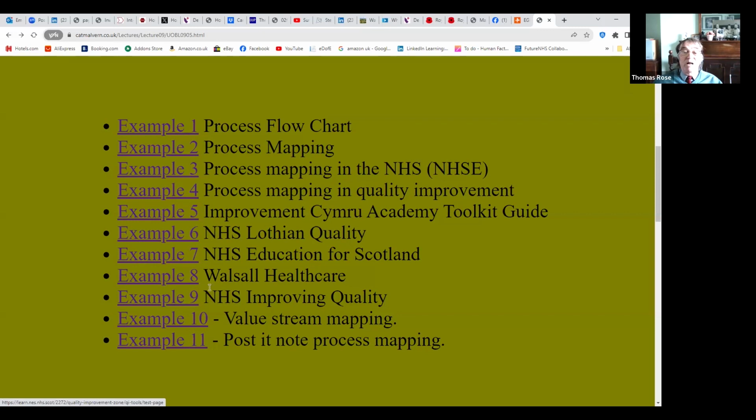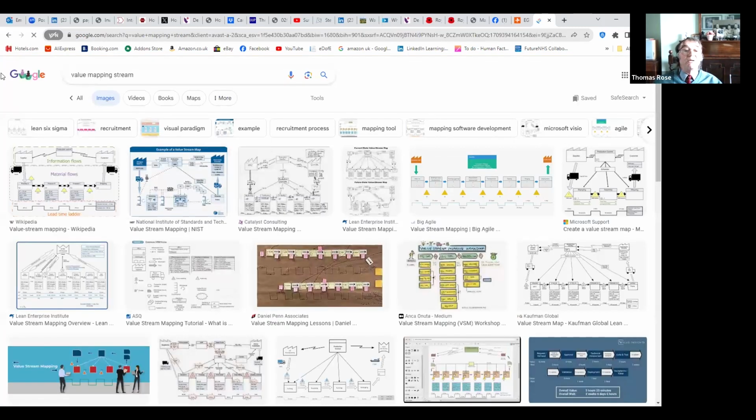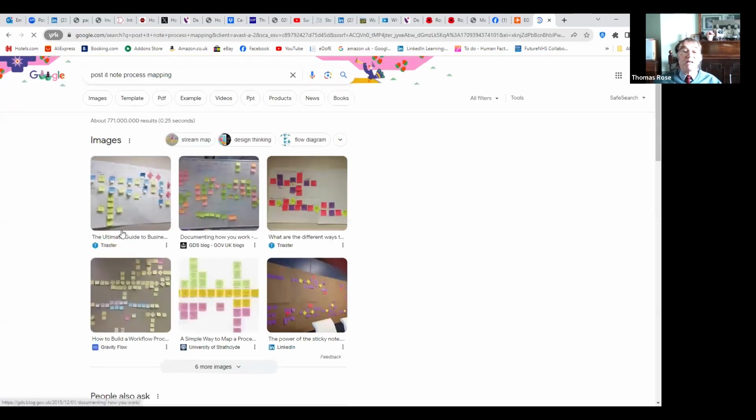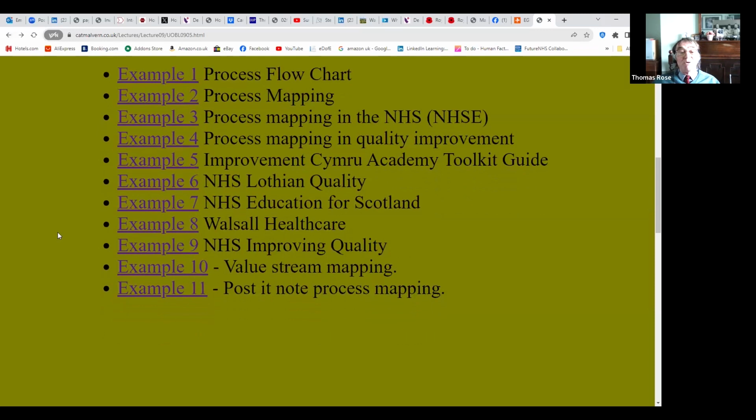And there's more. Value stream mapping isn't the same as process mapping, although it's mapping a system, not mapping a process. And post-it note mapping, if you're trying to design a process and it's this complicated, you'll never get there. You've got to keep your process design simple.